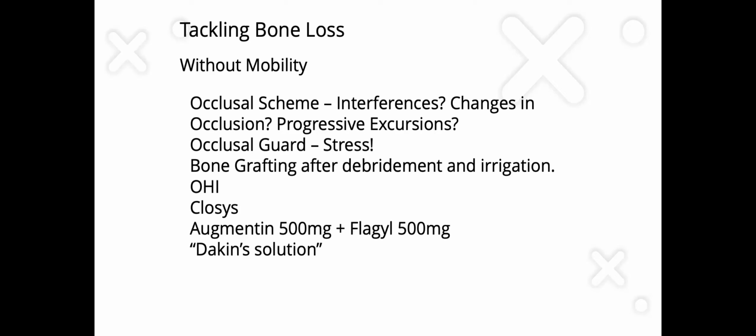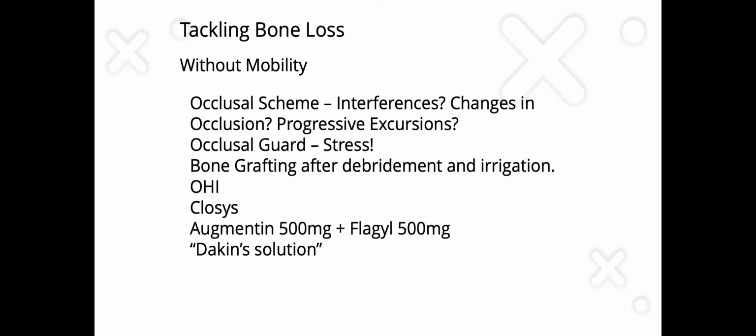And so let's say we are tackling bone loss and there is no mobility. We want to check for any kind of occlusal interferences. What is the general occlusal scheme? Were there changes in the occlusion? Did they lose a tooth during this procedure anywhere else in their arch? How about progressive excursions? Sometimes I'll have to demonstrate to patients how to do lateral excursions, how to grind, and really establish the markings with our articulating paper.